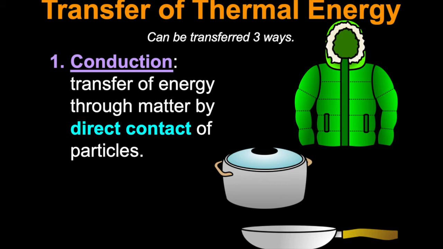So for instance, if you take a pot of water and you set it on the stovetop, it is going to be in direct contact with that stovetop. The stovetop is going to heat up using whatever method it might use. Could be a gas stove, could be an electric stove. Either way, it's going to heat up and it's going to be in direct contact with that pot of water, which is going to transfer thermal energy directly through that pot of water.